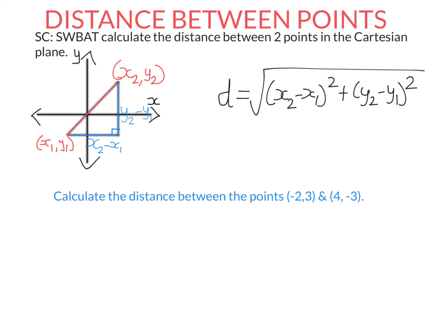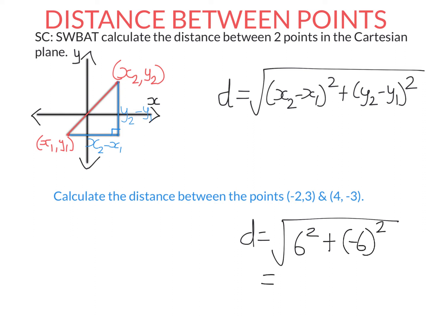So if I want to find the distance between these 2 points here, all I need to do is square root. Now, x2 minus x1 is 6, so it's the square root of 6 squared. And then negative 3 minus 3 is negative 6. So it's always a plus between them. Whenever you substitute a negative into a formula, use brackets.